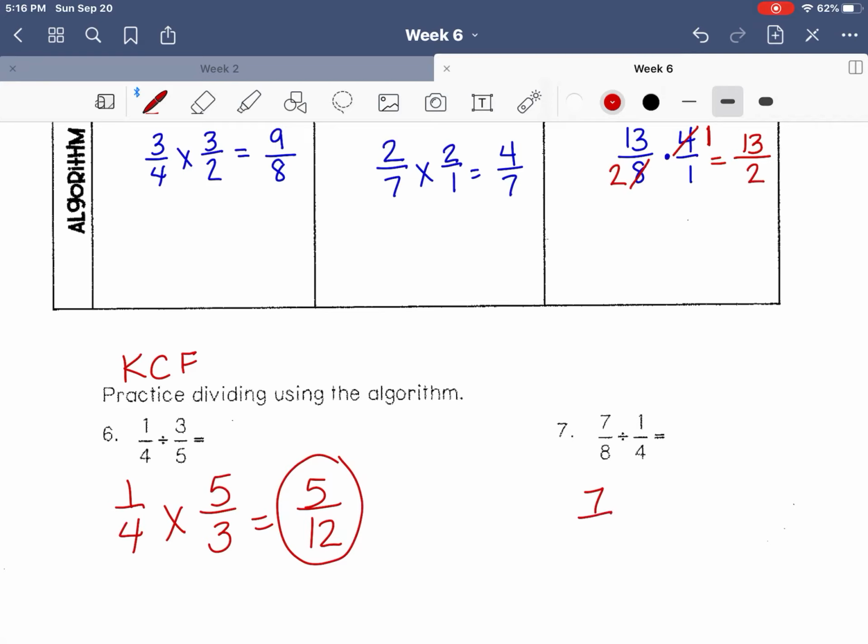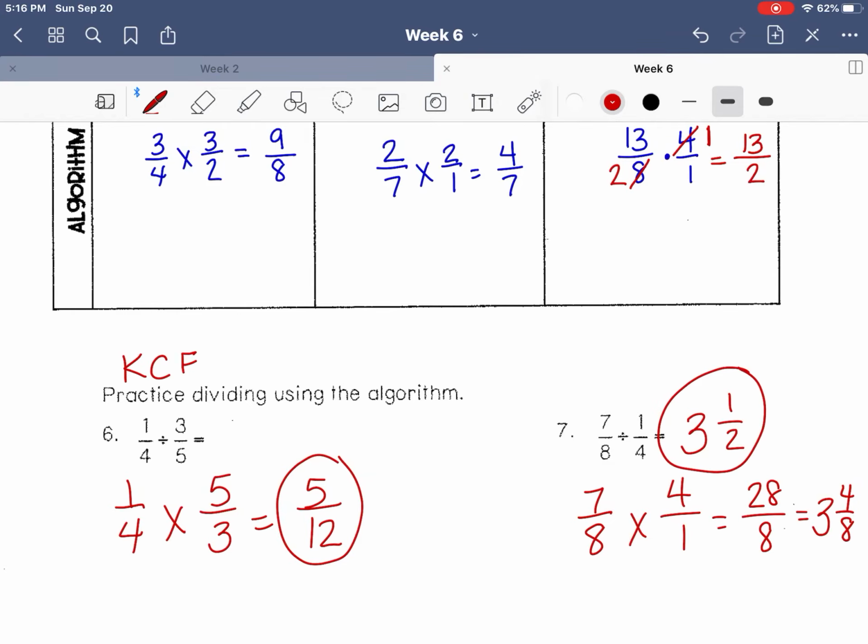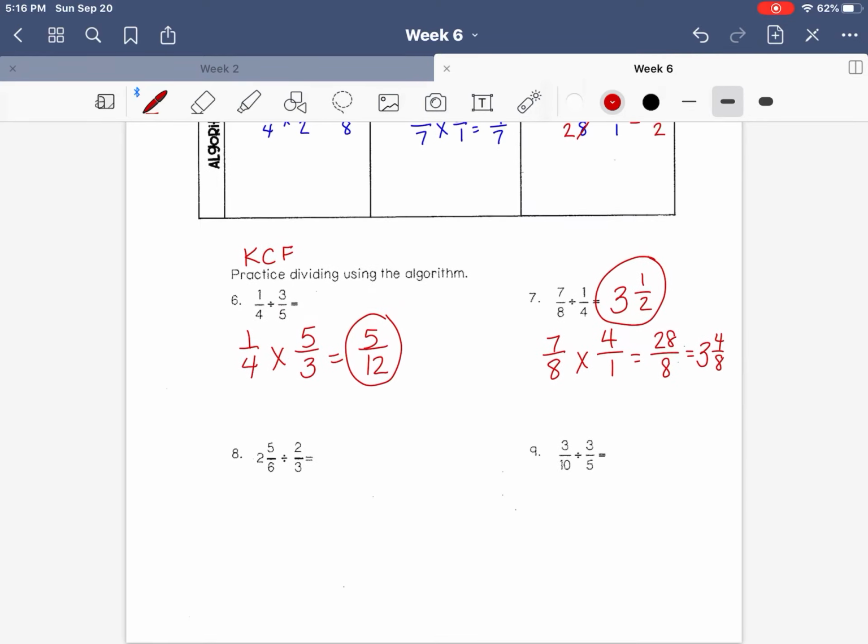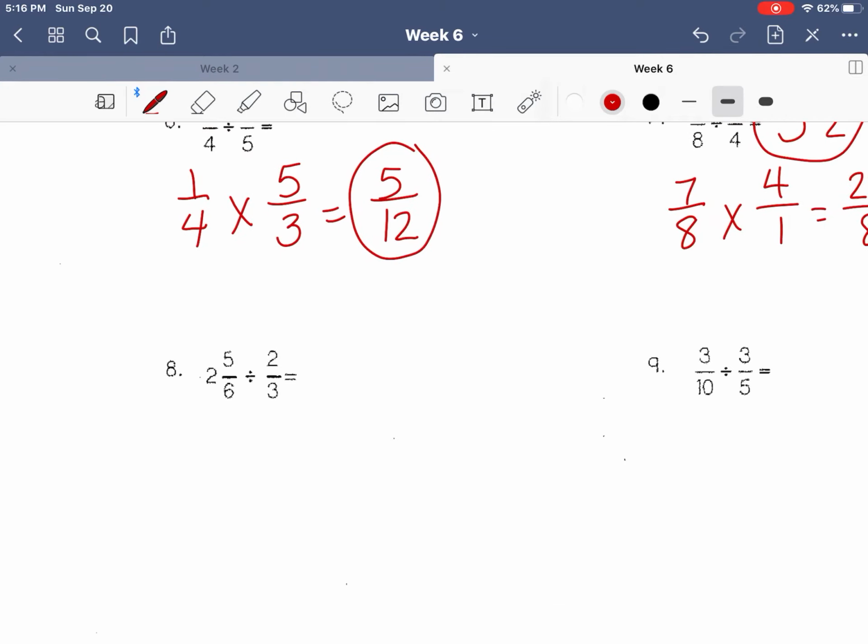Number 7, keep 7/8. Change to multiplication, flip, 4 over 1. 7 times 4 is 28. 8 times 1 is 8. And I'm going to have to simplify that down. 8 will go into 28 3 times with 4/8 left over. 4/8 is equal to 1/2. This is 3 and 1/2. Always simplify your fractions.